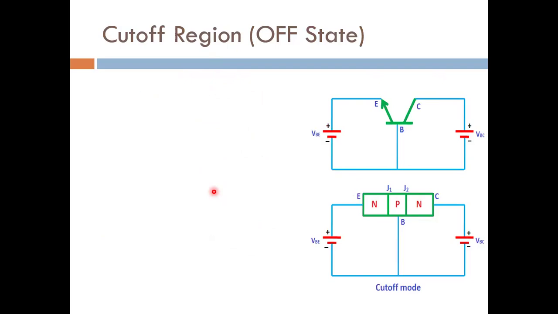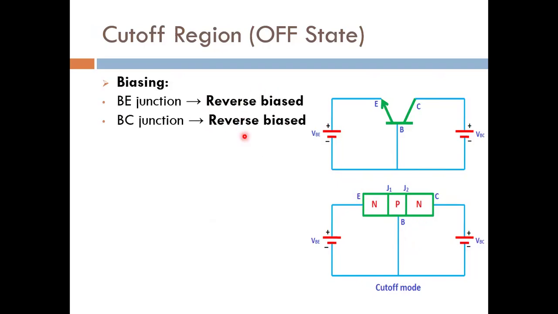So let's start with the cutoff region. In the cutoff region, both junctions, that is base to emitter junction as well as base to collector junction, are reverse biased, as we can see from the polarities of these batteries. So both positives are connected at the N side. So both junctions are reverse biased. In this case, there will be no base current, ideally zero or approximately zero. We say approximately because there is a very minute current due to the minority charge carriers.